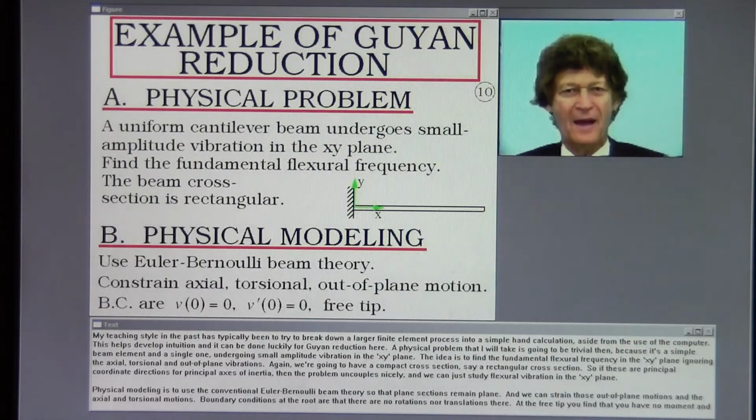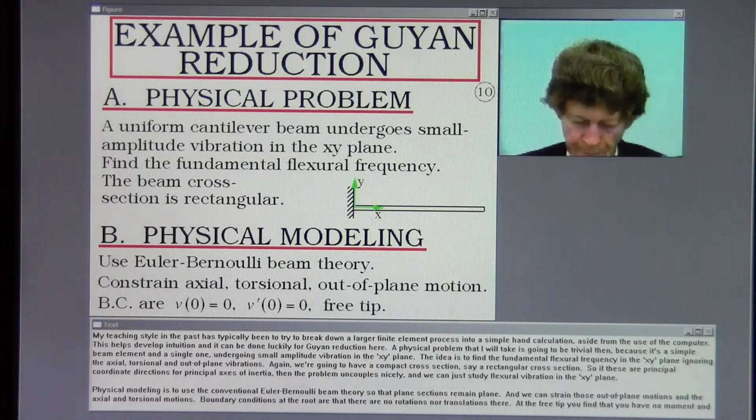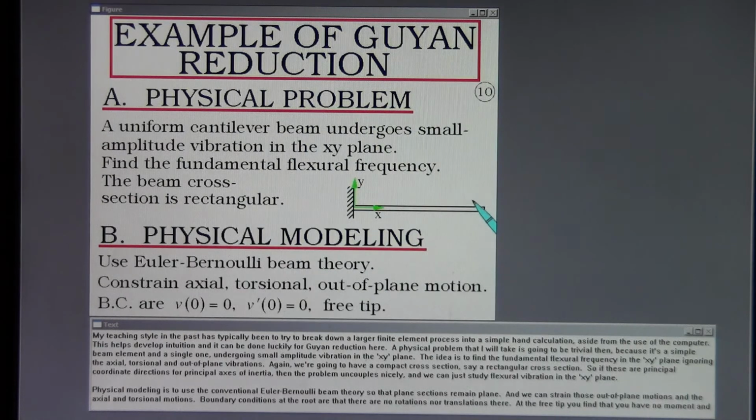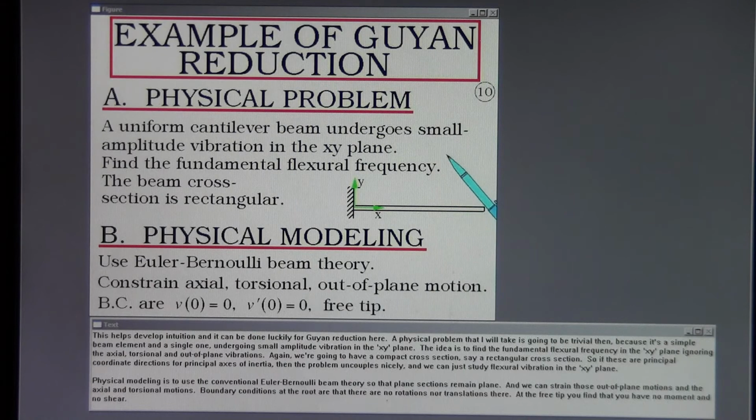My teaching style in the past has typically been to try to break down a larger finite element process into a simple hand calculation aside from the use of the computer. This helps develop intuition, and it can be done, luckily, for Guyan reduction here. A physical problem that I will take is going to be trivial then because it's a simple beam element and a single one undergoing small amplitude vibration in the XY plane. The idea is to find the fundamental flexural frequency in the XY plane, ignoring the axial, torsional, and out-of-plane vibrations.